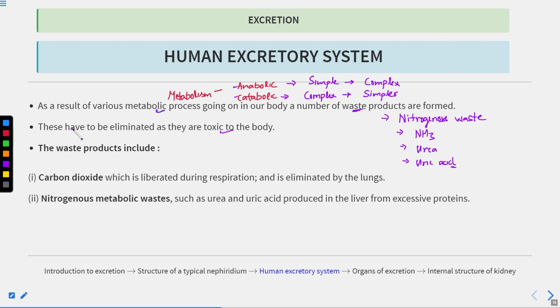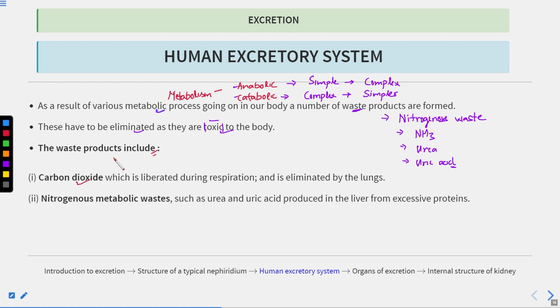These waste products have to be eliminated out of the body, because if they accumulate in the body, they can be toxic and can also lead to a lot of diseases. That's why they have to be excreted or eliminated out of the body, and this process is known as excretion. Now, the waste products include, as I've already told you, carbon dioxide first.